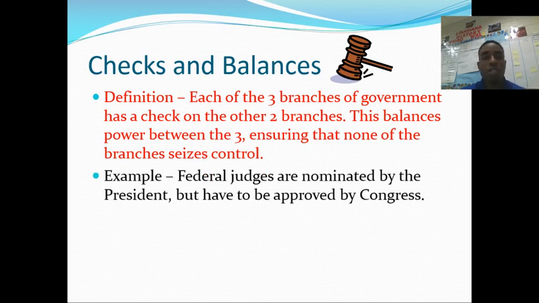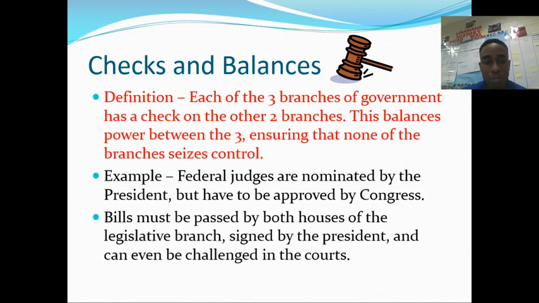For example, the federal judges are nominated by the president, but they have to be approved by Congress. They each have power over each other in many different instances. Like, bills must be passed by both houses of the legislative branch, but they must be signed by the president and can even be challenged in the courts by the judicial branch.